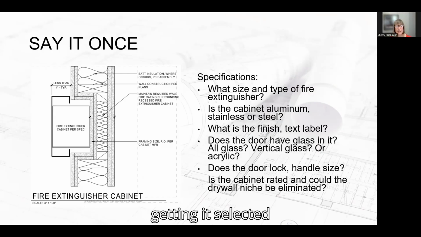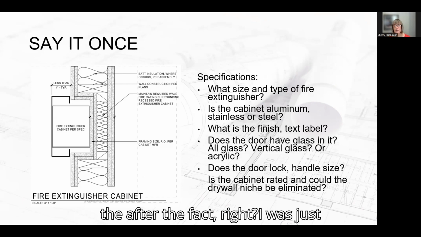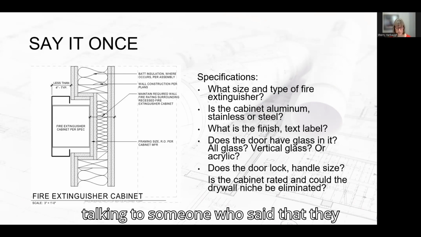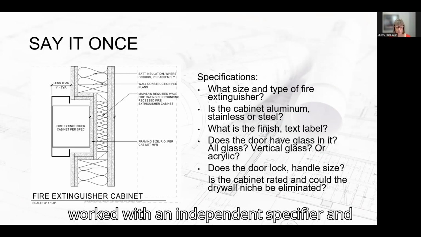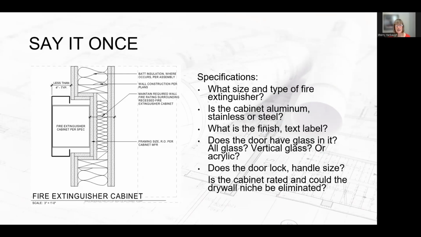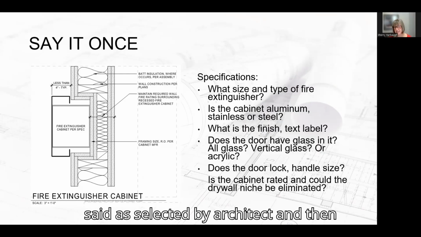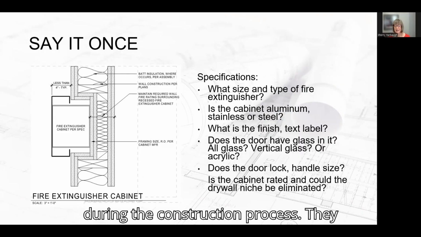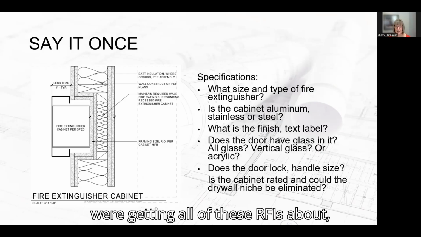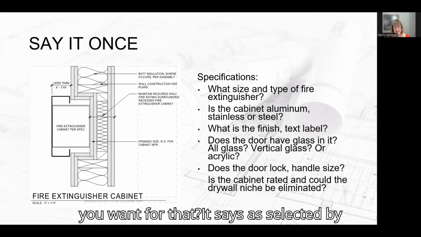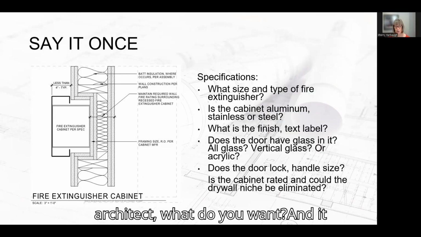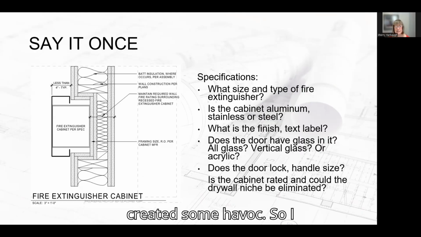Yeah, and I think getting it selected before it goes out to bid can alleviate some issues after the fact, right? I was just talking to someone who worked with an independent specifier, and if they didn't know the answer, they just said "as selected by architect." Then during the construction process, they were getting all of these RFIs about, well, what do you want for this? What do you want for that? It says as selected by architect. What do you want? And it created some havoc.